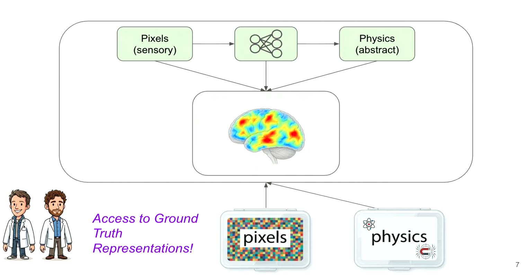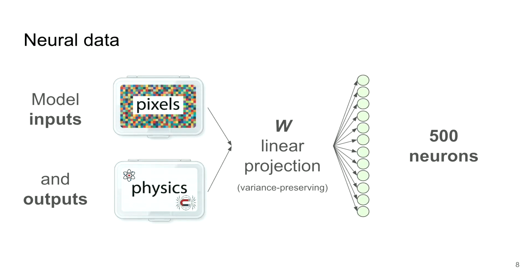This simulated neural data is a simple linear projection of the inputs and outputs of the model into a flat array of neurons. And this flat array is what we're studying, asking whether we can recover traces of those two levels of representation.